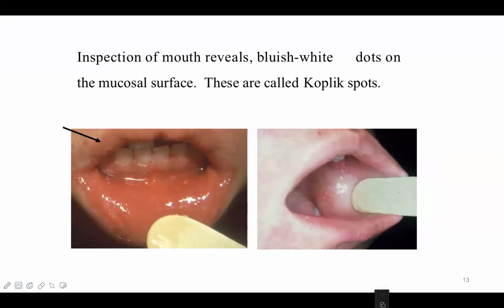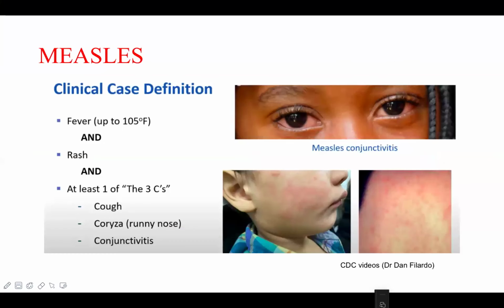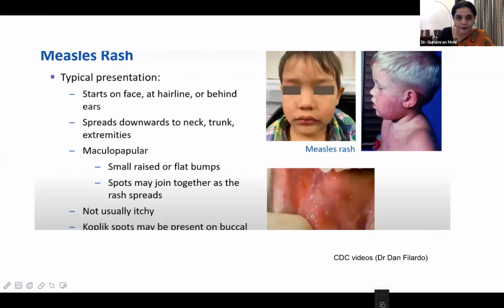I think these are the Koplik spots. And I think somebody said we are dealing here with a case of measles. In measles, there are 3 typical points. Number 1 is fever, that is high grade fever, then rash, and then at least one of these 3 should be present: either cough, coryza, or conjunctivitis. One of these 3, and then fever and rash. So this is the typical clinical definition as per CDC.